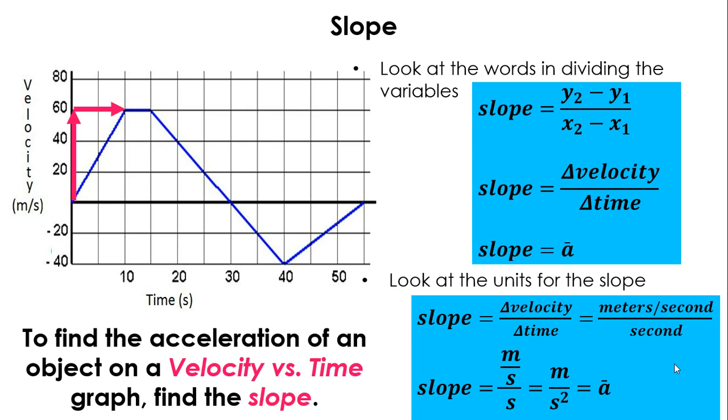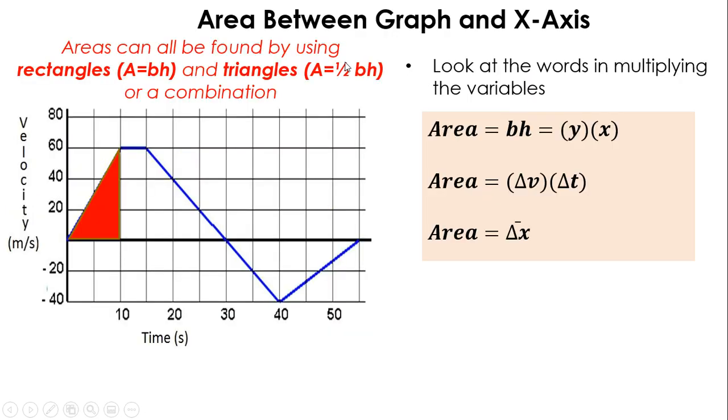If you're looking for acceleration on a velocity versus time graph and you can't read it directly from the graph, then chances are it's slope or area, and in this case, it's the slope that means something. Speaking of the area, let's take a look at this. When we say area, we mean the area between where the graph is and the x-axis. So it's kind of like shading in everything under the graph until you get to that x-axis.